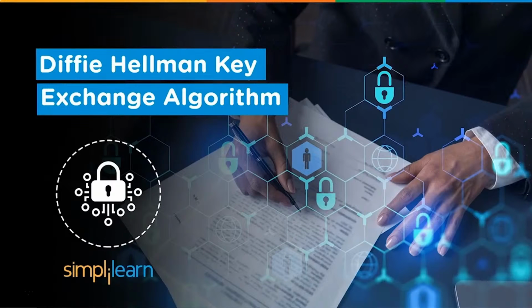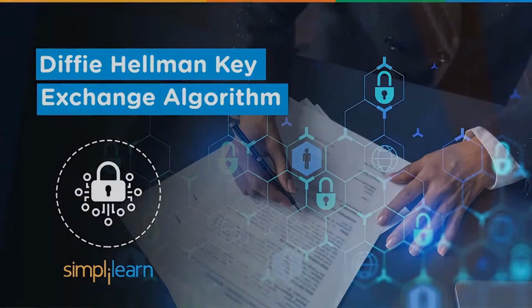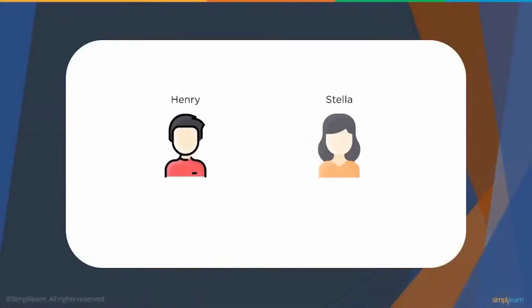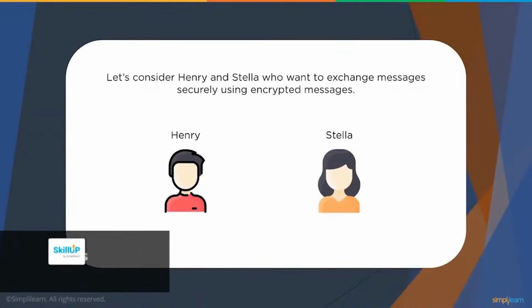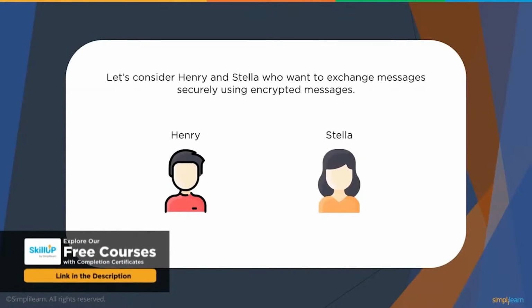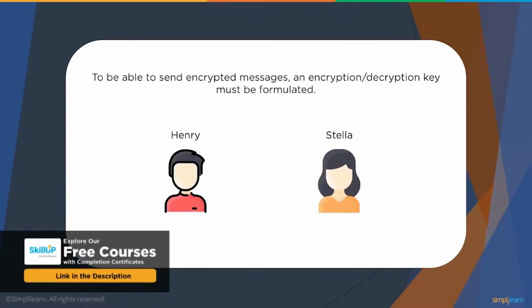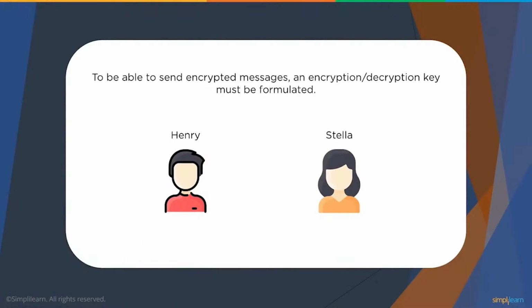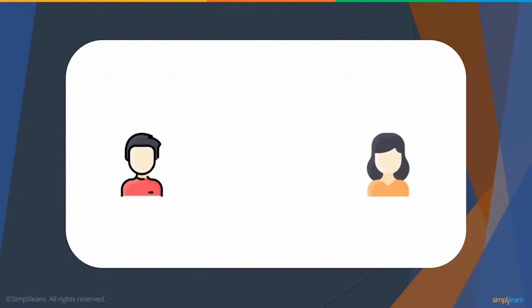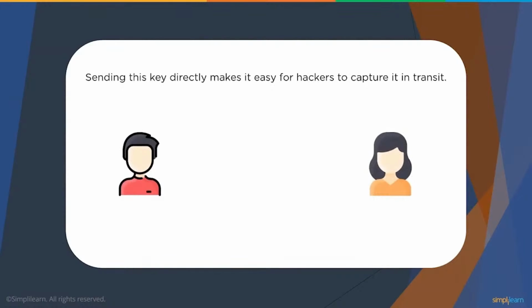To highlight the issue at hand, let's take a look at Henry and Stella. Both our users want to communicate with each other in a safe and secure manner while using encrypted messages. To move forward with the system though, they need to have a secret key that can both encrypt and decrypt the message being transmitted.